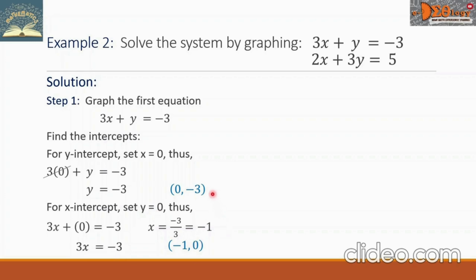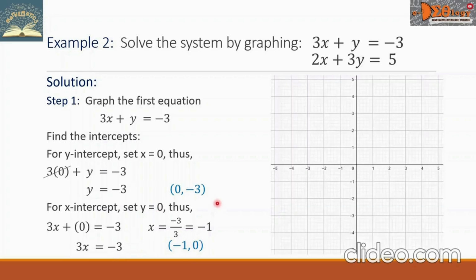Now, let us plot the points and let us draw the line. This is the point (negative 1, 0), while this is the point (0, negative 3). Let us connect these 2 points by a line. This is now the graph of the first equation. Now let us graph the second equation.